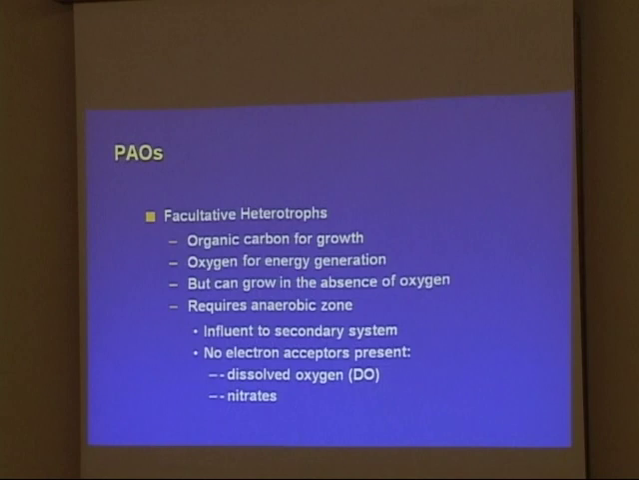Okay. The facultative heterotrophs use organic carbon for growth, so they're going to be using the BOD coming in. So their carbonaceous demand is going to be satisfied. They use oxygen for energy generation. So to make energy, they need oxygen. But they can also grow in the absence of oxygen, and they need an anaerobic zone. So they need an aerobic zone, but they also need an anaerobic zone. So they're facultative. They are going to do one thing in one zone, the aerobic zone, and when they get to the anaerobic zone, they'll do another thing.